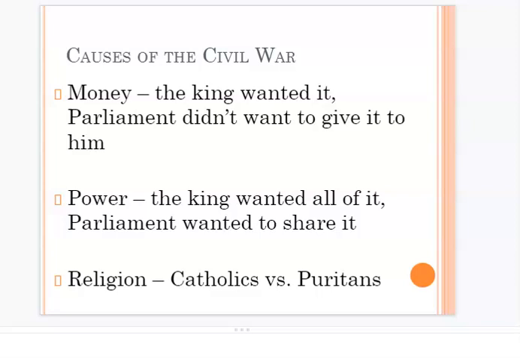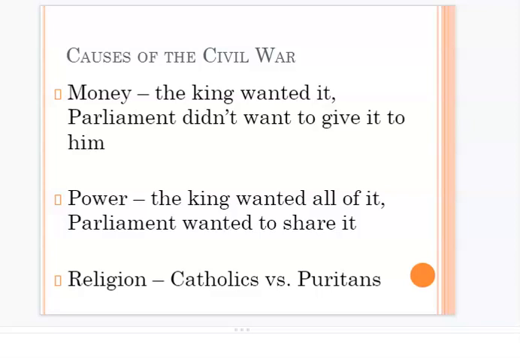Parliament doesn't want to give it, because it's kind of like when you say to your mom and dad, "Give me money, I'll clean out the garage." They give you money, you never clean out the garage, you go back for money, and they say no. So the cause of this civil war between the king and Parliament, the nobles, was money, because Parliament said no.